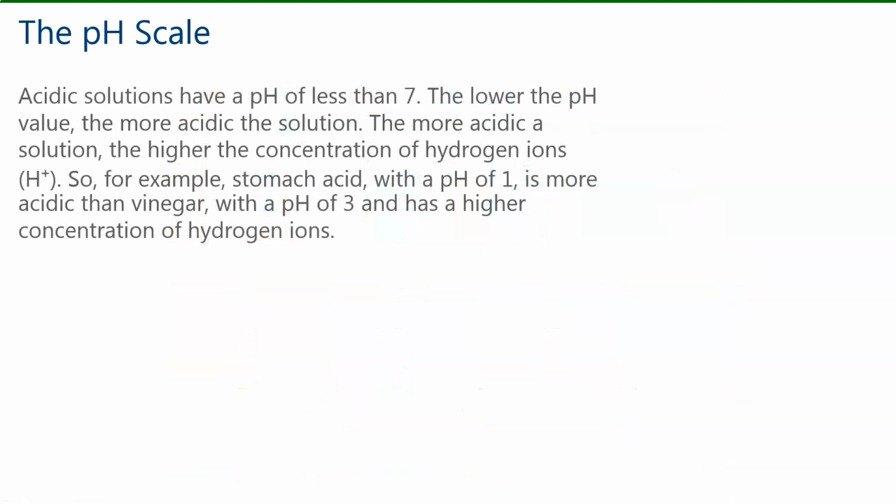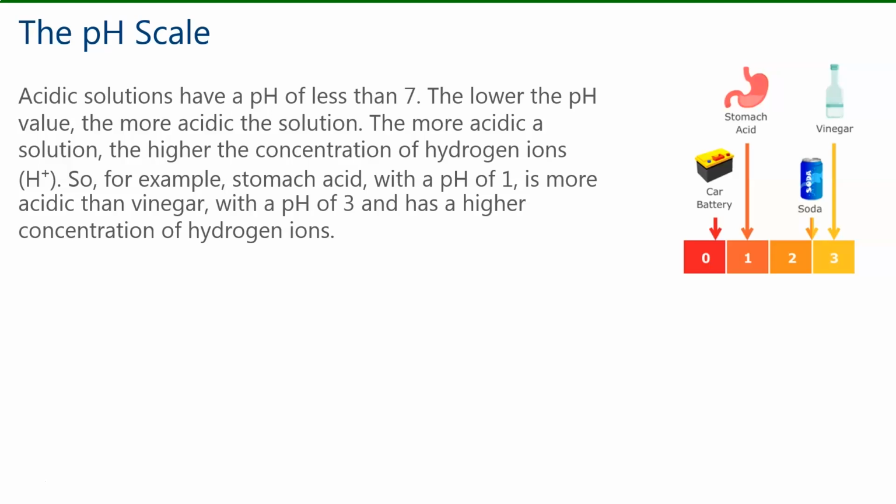As we noted, acidic solutions have a pH of less than 7. The lower the pH value, the more acidic the solution. The more acidic a solution, the higher the concentration of hydrogen ions. So for example, stomach acid with a pH of 1 is more acidic than vinegar with a pH of 3 and has a higher concentration of hydrogen ions.